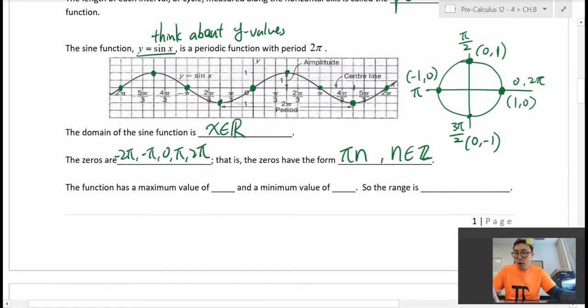For this sine graph, you can see it has a maximum value of 1 because, again, in the unit circle, the biggest y value is 1, and the smallest y value is -1. So the range goes from -1 to +1.